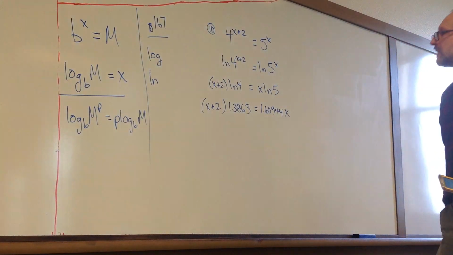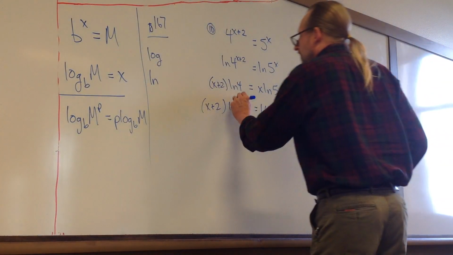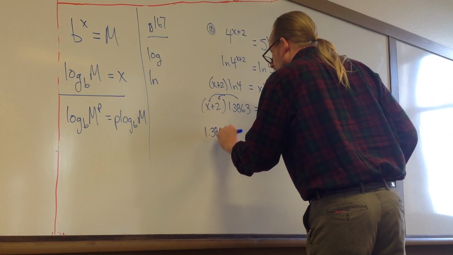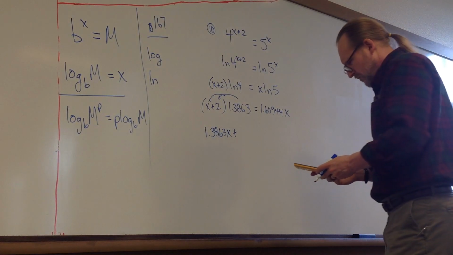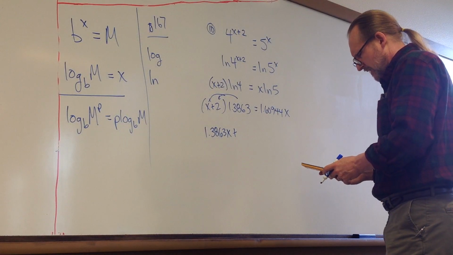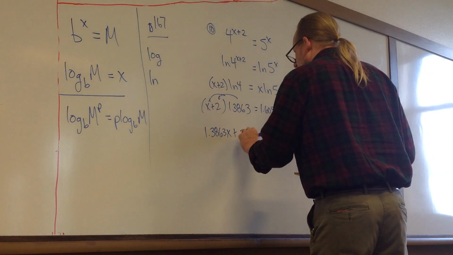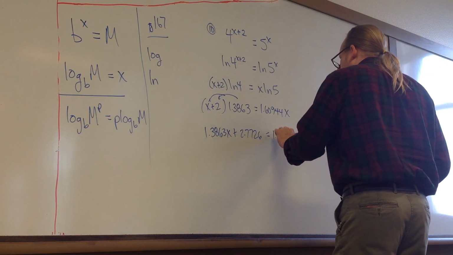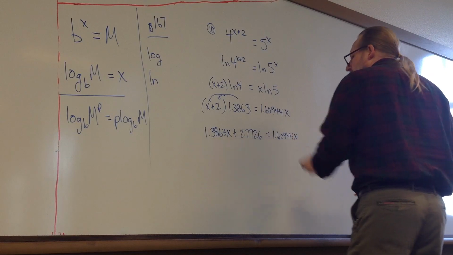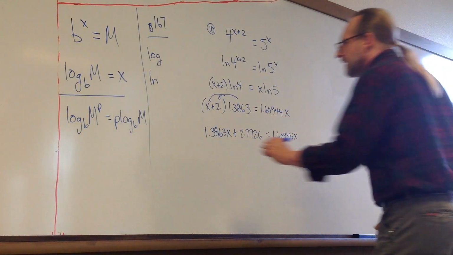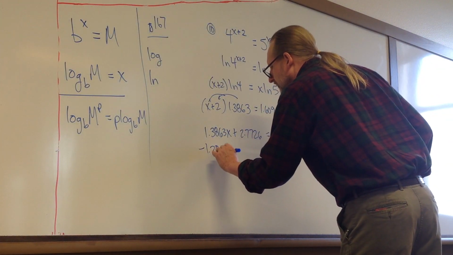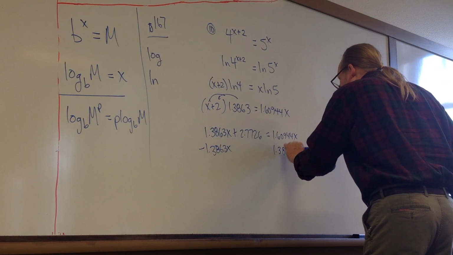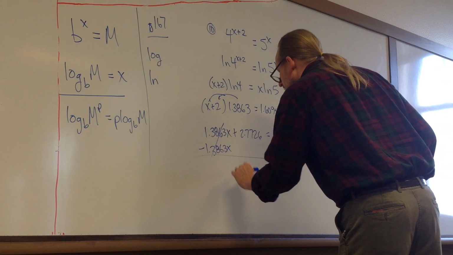Okay, let's see here. So now we need to distribute this into the parentheses, 1.3863x, and then do 2 times 1.3863, and that's 2.7726. Okay, let's get our x's together here. Subtract this on both sides. So those cancel out.